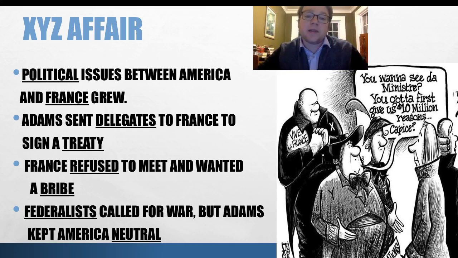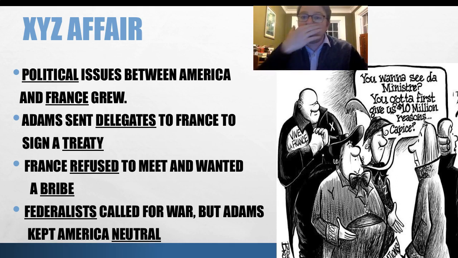News of this gets back to the United States, and the Federalists in particular are furious with this. Remember, the Federalists wanted to back Britain in foreign policy, and the Federalists are calling for an all-out war against France. Adams is again trying to follow that precedent which Washington had set forward.